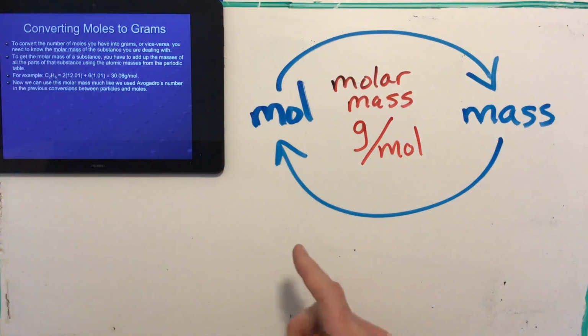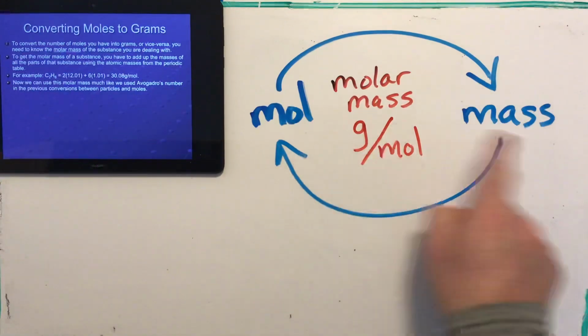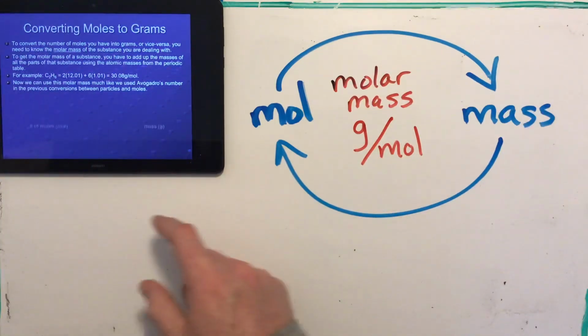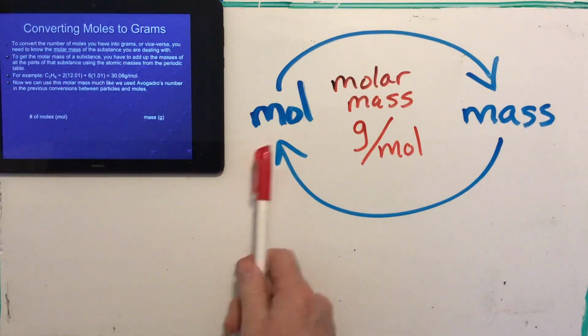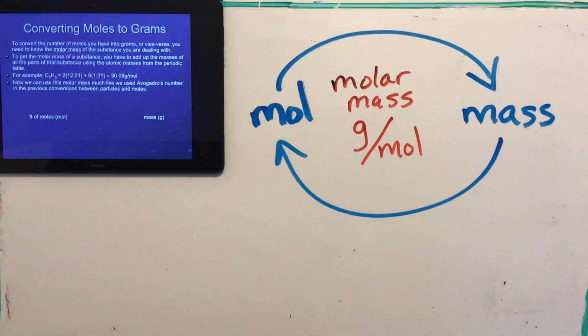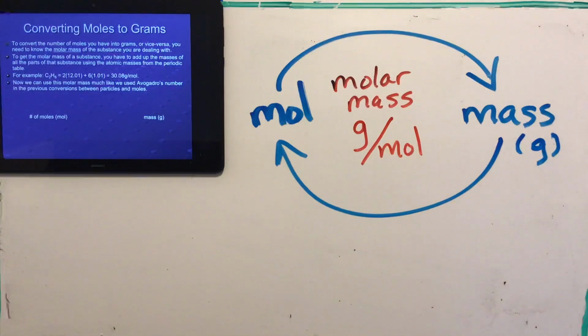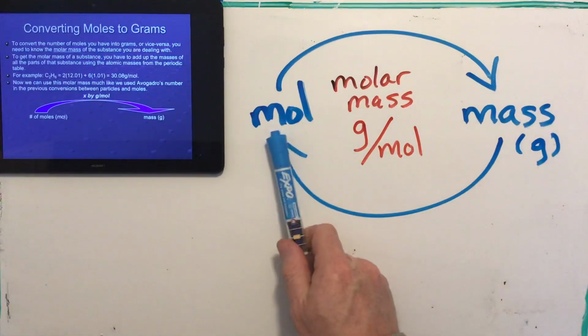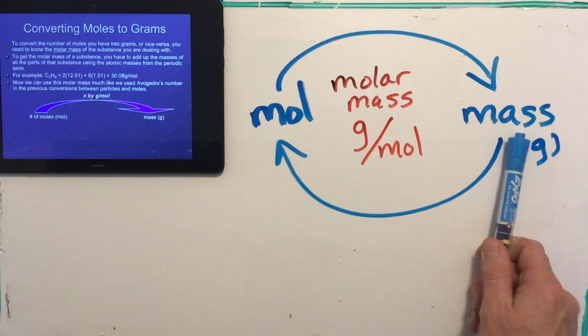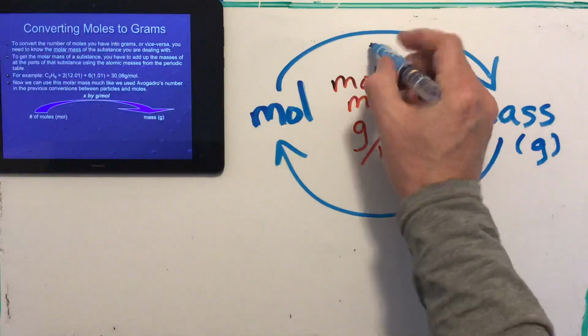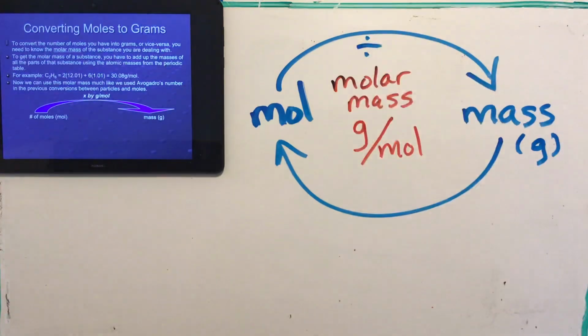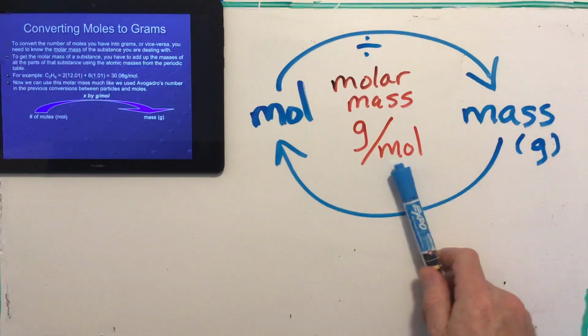So we can use that number like the conversion factor from before. So we look here, here's our number of moles, and here's the mass. All right, and we know that mass is in grams, and moles, well, it's in moles. And so to convert back and forth, if we want to go from moles to mass, we simply divide by the molar mass value.